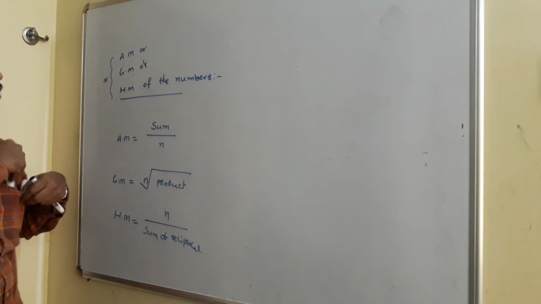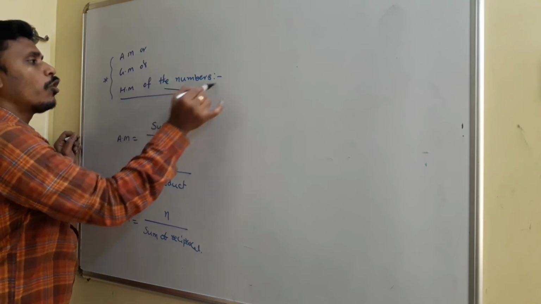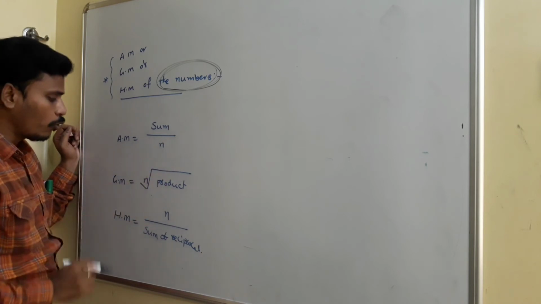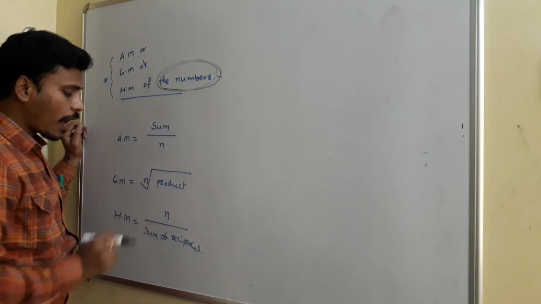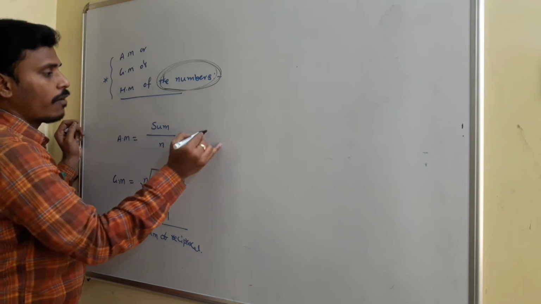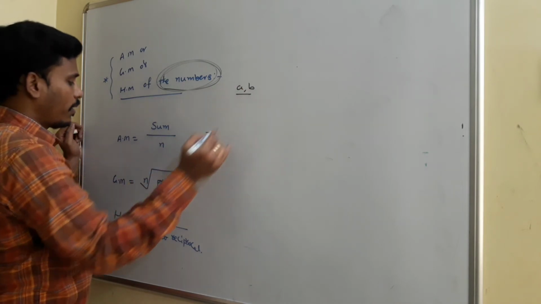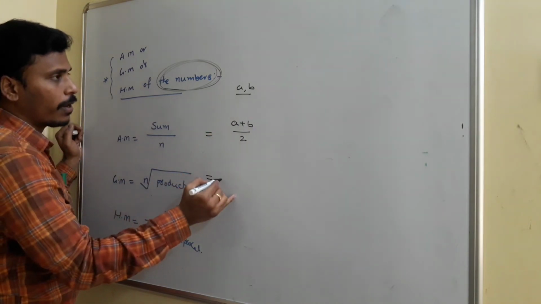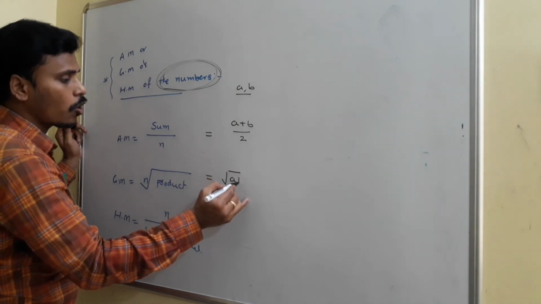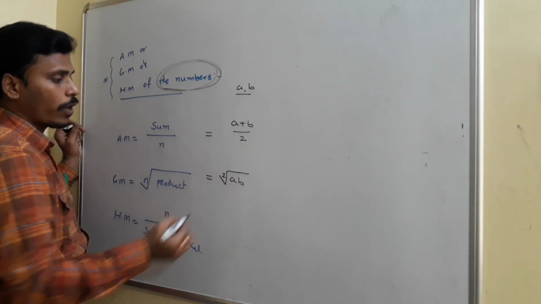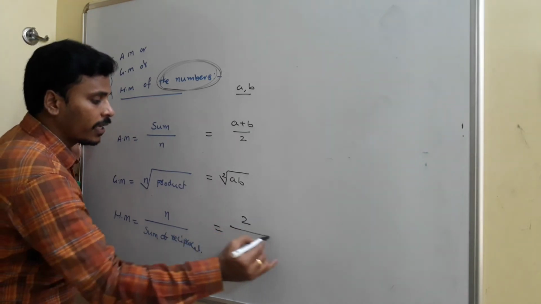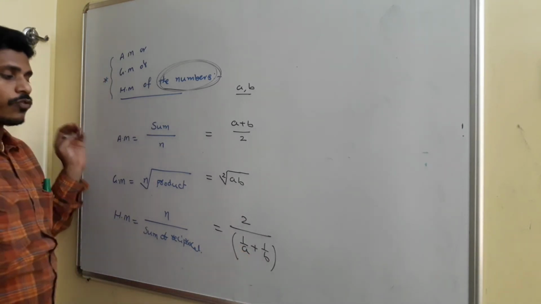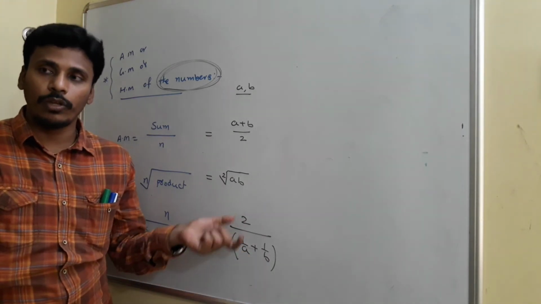For example, I have some numbers. The numbers may be 2 or 3 or 4 or 5 or n numbers. Then arithmetic mean is the sum of the numbers divided by the count, geometric mean is the nth root of the product, and the harmonic mean is n divided by the sum of reciprocals. Suppose I have only 2 numbers a and b, then their arithmetic mean is a plus b by 2 and their geometric mean is root ab, because we take the square root of ab. Their harmonic mean is 2 divided by 1 by a plus 1 by b, which simplifies to 2ab by a plus b.